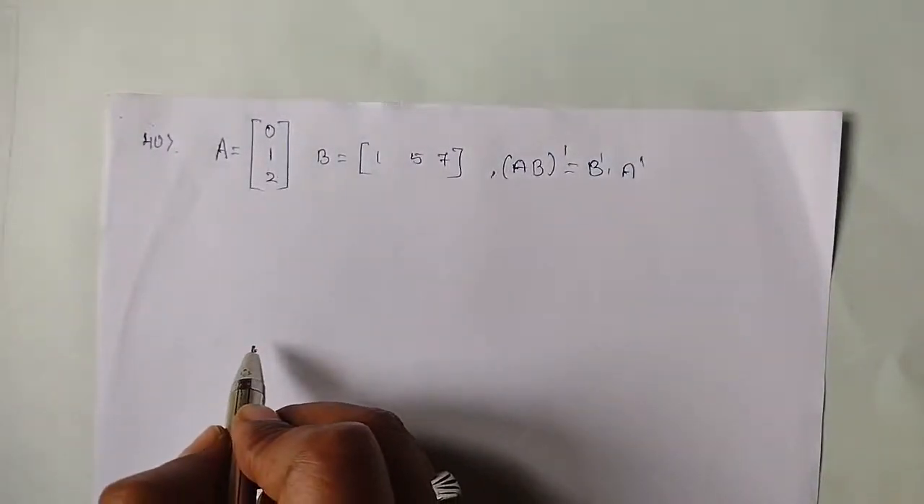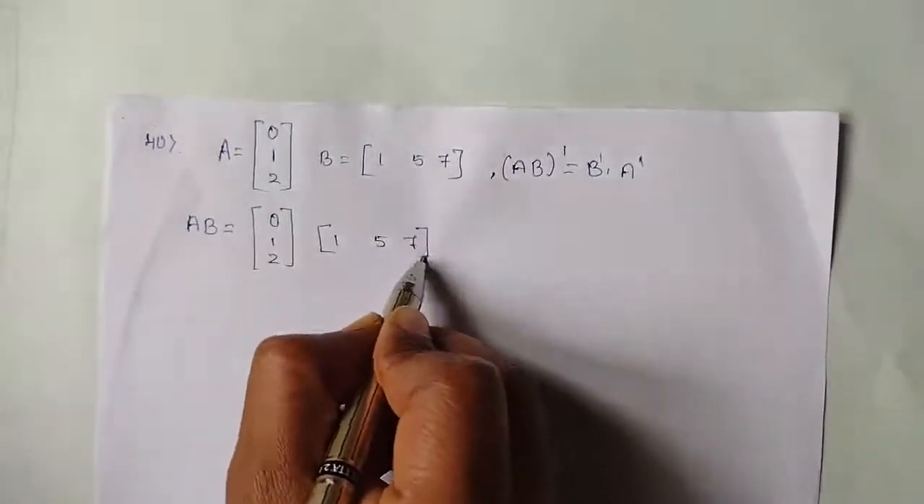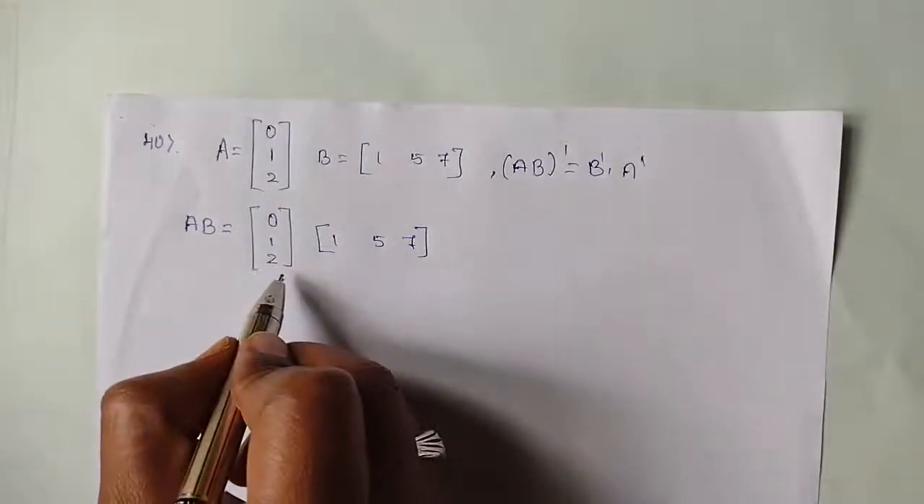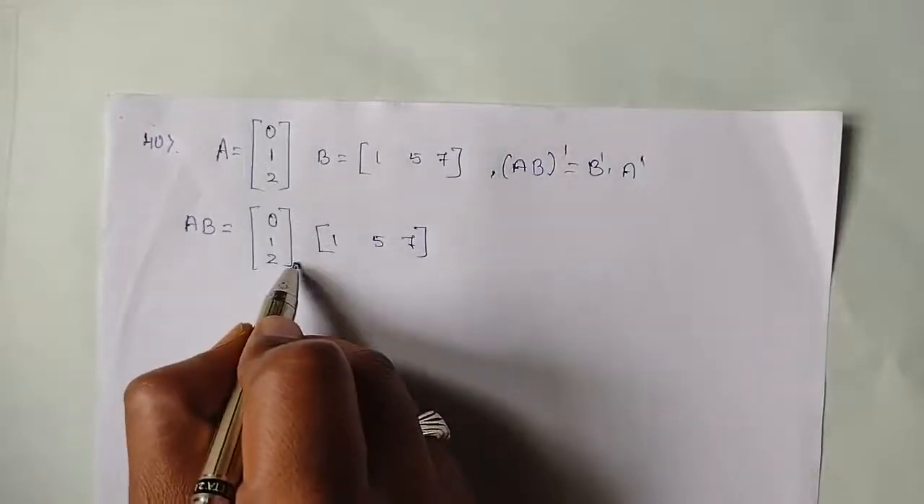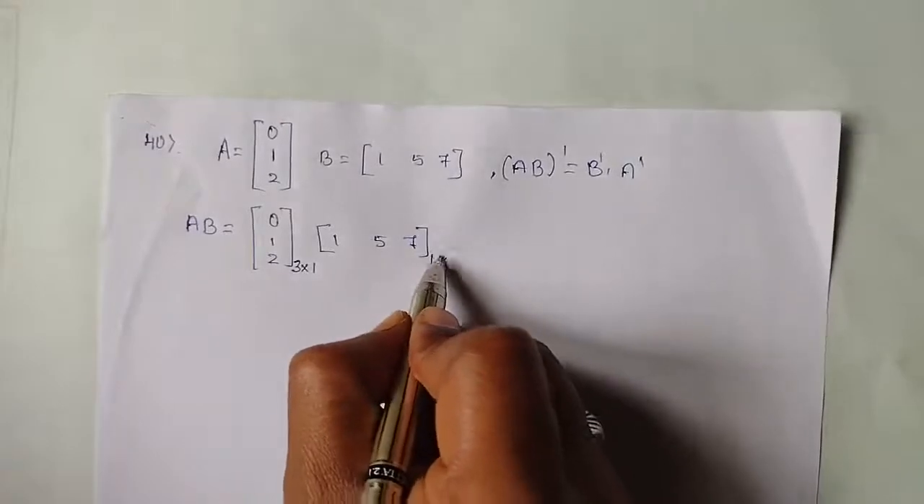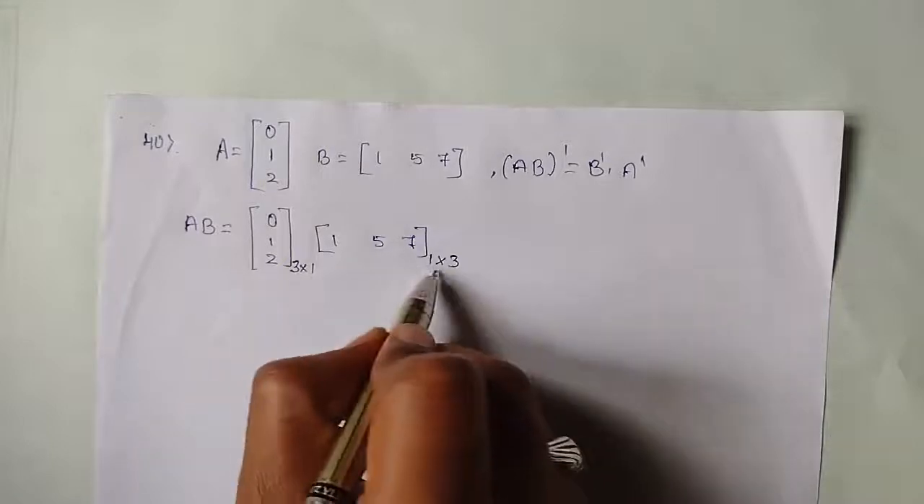First we have to find the product AB. Before multiplying the two matrices, we first check the order. The order of matrix A is 3 cross 1, with 3 rows and 1 column. Matrix B has 1 row and 3 columns. So finally the product of the two matrices is a 3 cross 3 matrix.